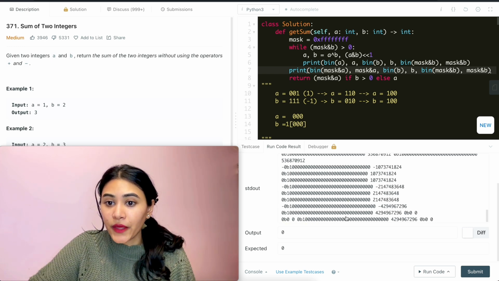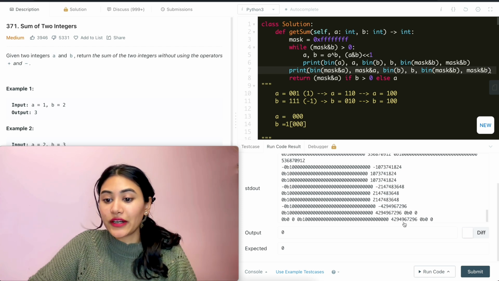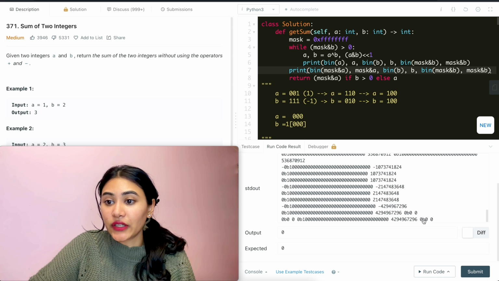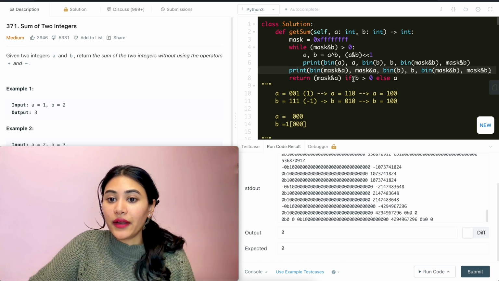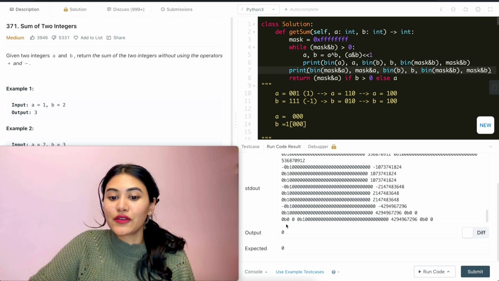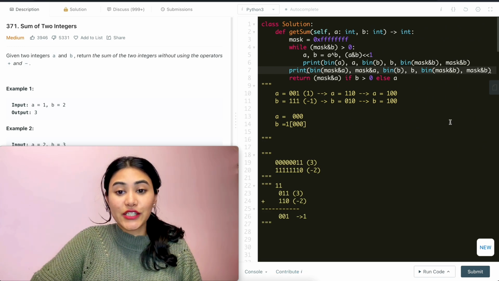It's non-zero, so we have to go ahead and truncate it. So this is what binary of b represents. It's some random number. And when we truncate it, we add the mask. It's finally 0. But it was greater than 0, so we have to return mask of a. And what's mask of a? Mask of a is 0 as well. So that's how to do sum of two integers.